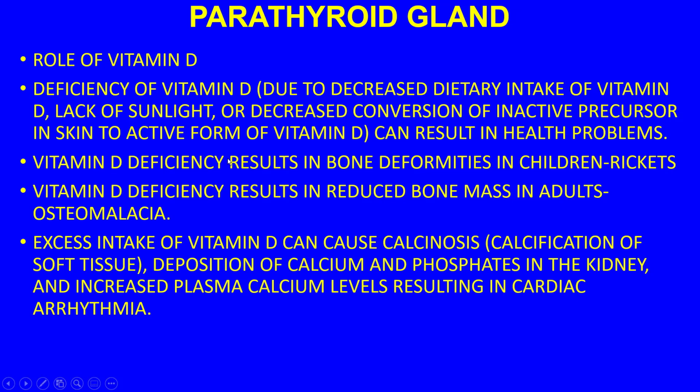Now, of course, vitamin D deficiency will result in bone deformities. In children, this is rickets, a softening of the bone, and you can see this. The vitamin D deficiency in adults would be a reduced bone mass that we call osteomalacia. Also, excessive intake of vitamin D can cause some problems. Calcinosis, this is a calcification of soft tissue. Deposition of calcium and phosphates in the kidneys. You know what that's talking about? Yeah, kidney stones. Also, increased plasma calcium levels resulting in cardiac arrhythmia.